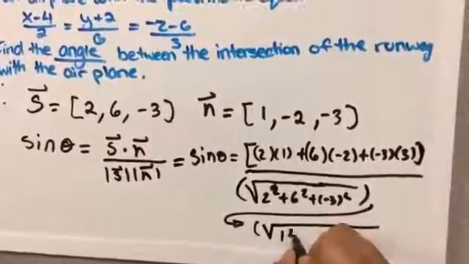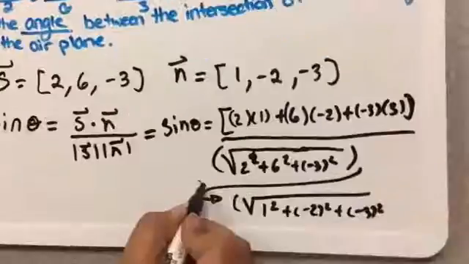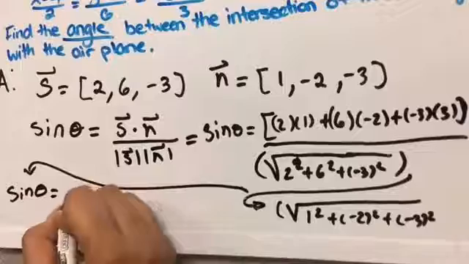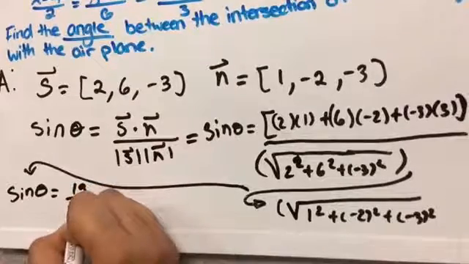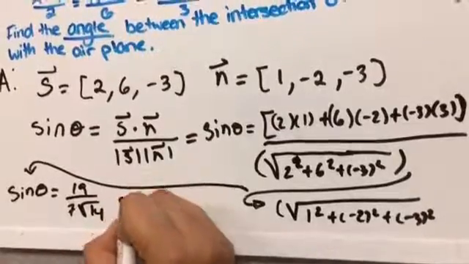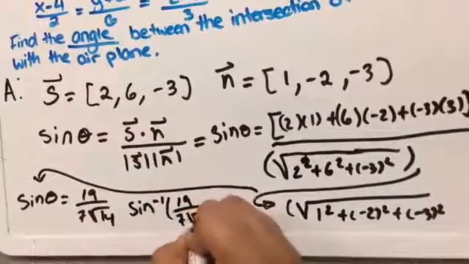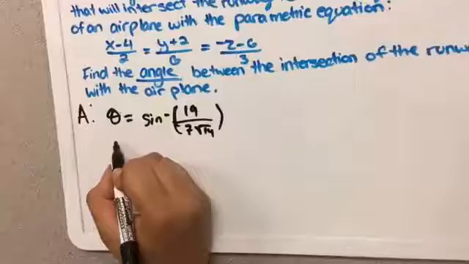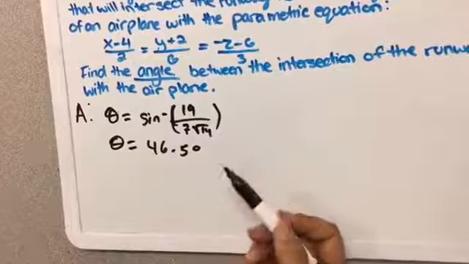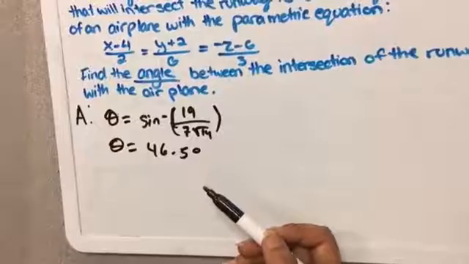So it would be 1 squared plus negative 2 squared plus negative 3 squared. So now we'll have something for sine theta. It should be equal to 19 over 7 times root 14. We still need to find theta. So sine inverse of 19 over 7 times root 14 will give us theta. So theta is equal to 46.5 degrees. Therefore, the angle of intersection between the runway and the plane is 46.5 degrees.